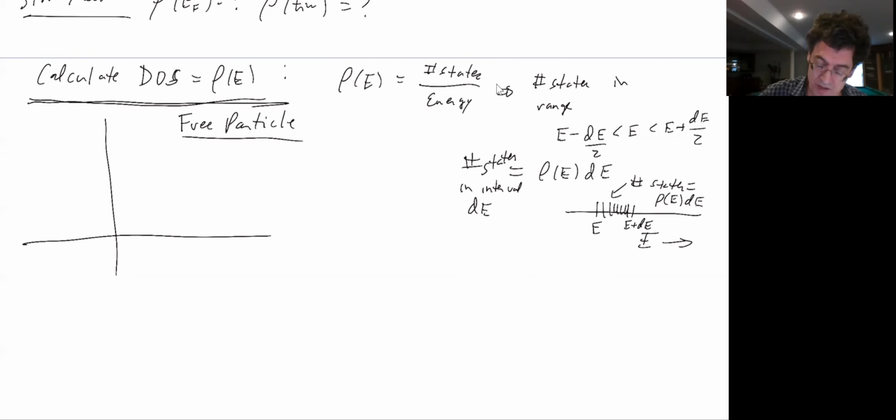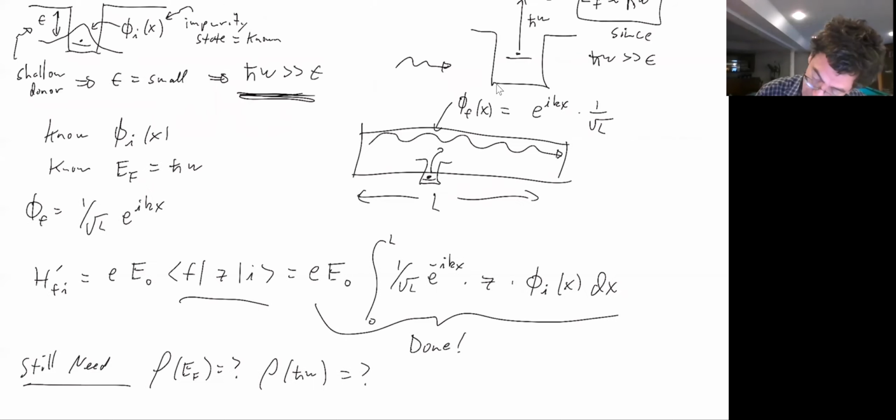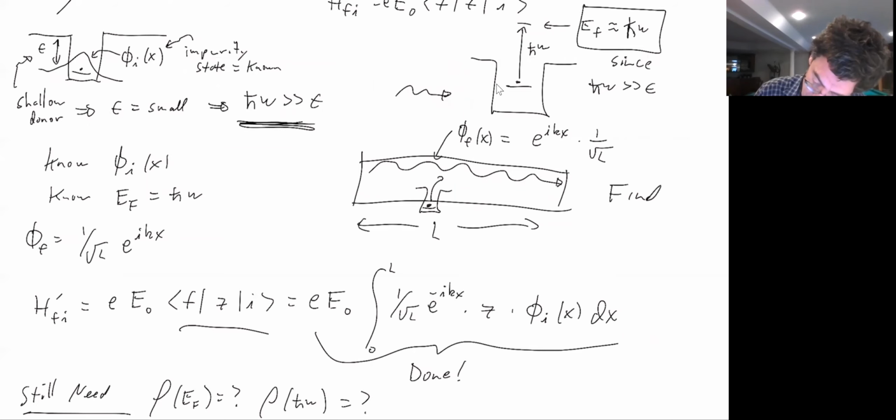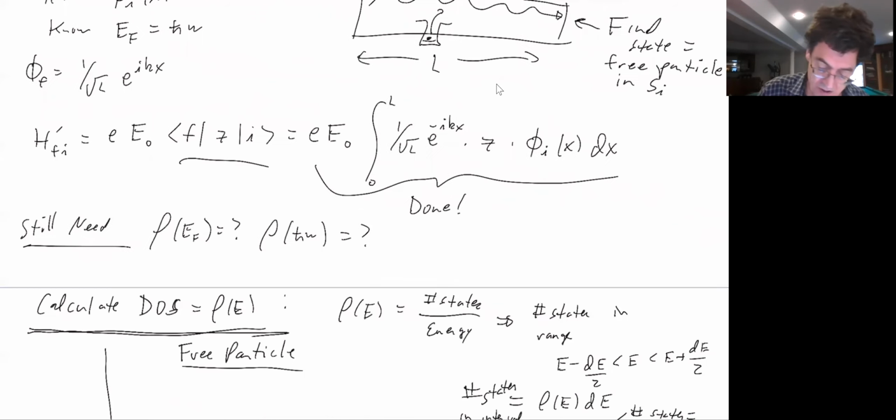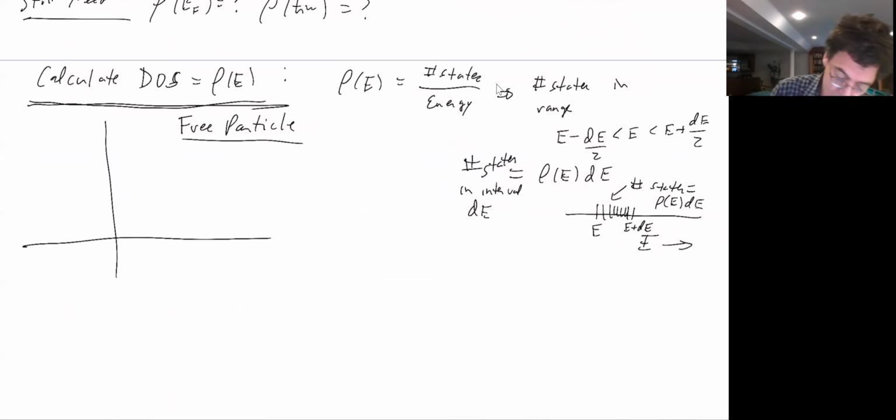But let's talk about the free particle, because here the final state is a free particle in the silicon. We're going to assume that the silicon is just like a vacuum, which is actually not too far from the truth. Once the particle is moving freely in the silicon, it's like a free particle. And so for a free particle, we know that the energy versus wave vector is E equals h bar squared k squared over 2m, a parabola.